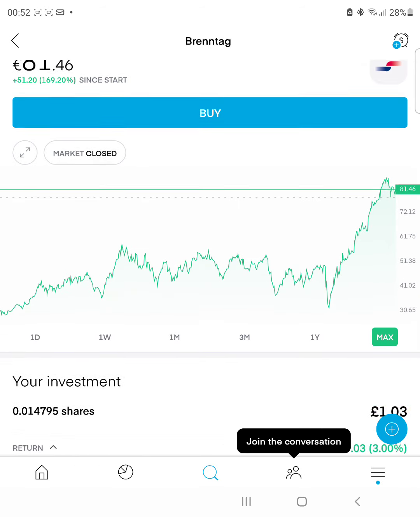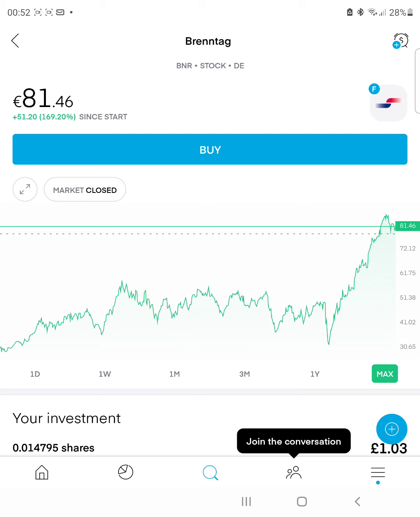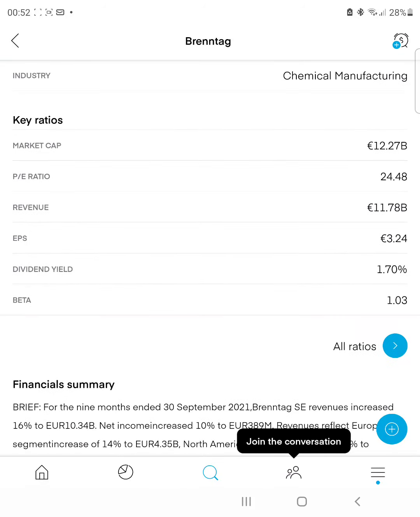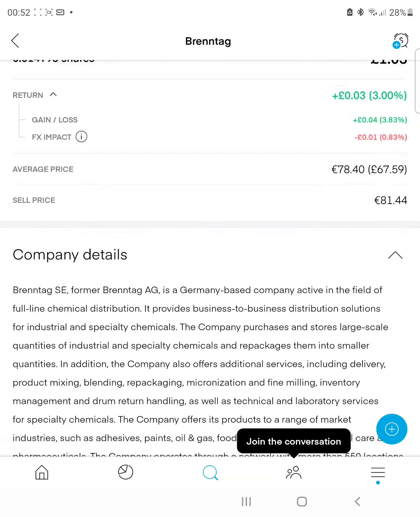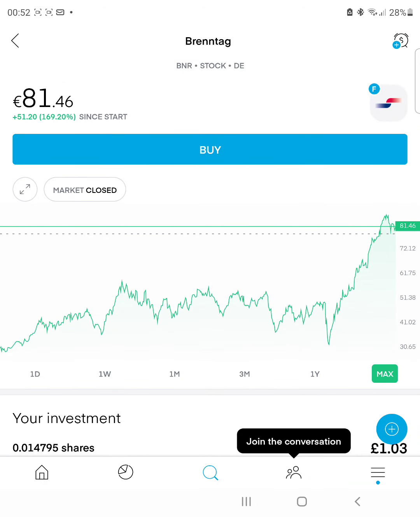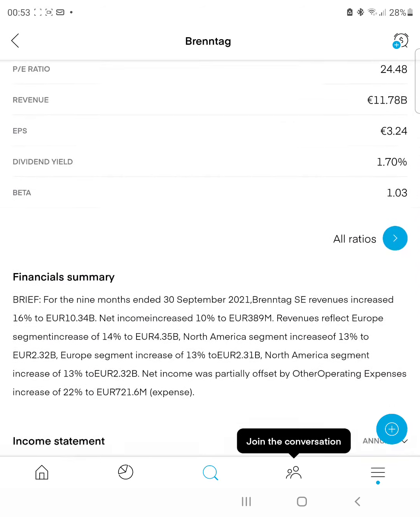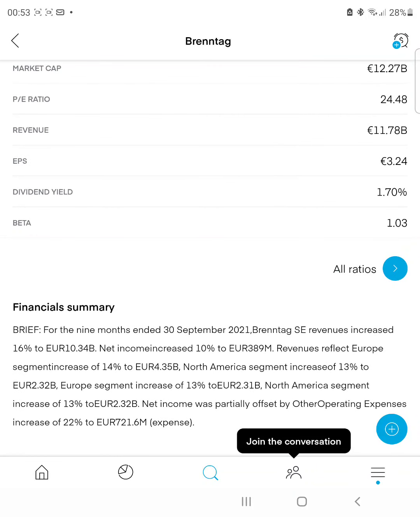The earnings per share, the amount of euros we earn per share, per 81 euro share, is currently 3.24 euros, earned in the current financial year. Is that good or not? I definitely don't think it's very good. The earnings per share is too small, but I've seen worse. So let's continue. The beta is 1.03, which is about 3% over the market average.